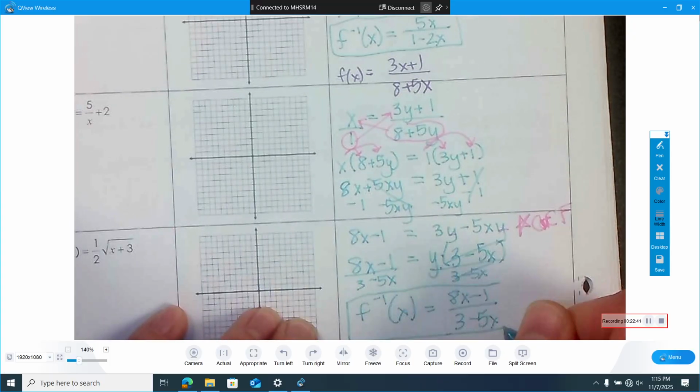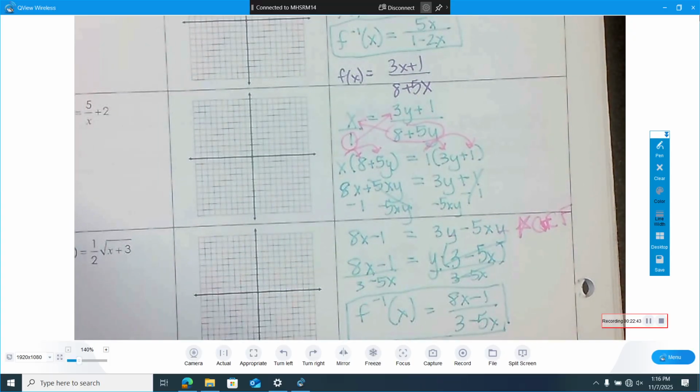Lots of math here. This is really good math. Do you have to graph it? We are not going to graph it.